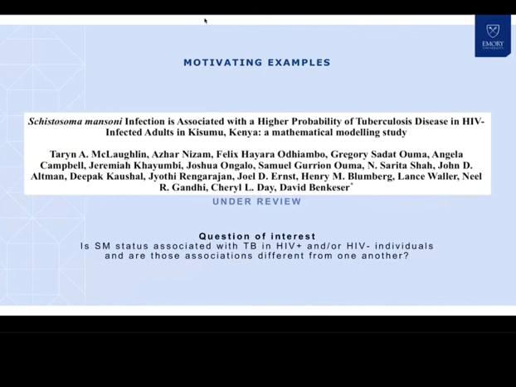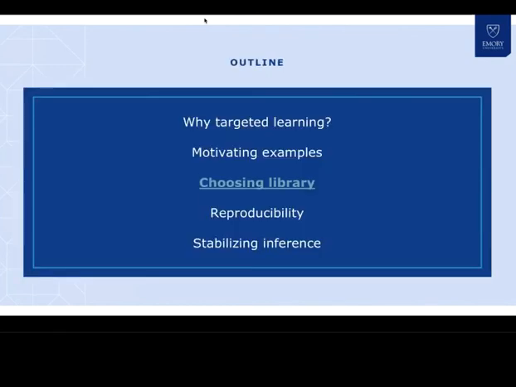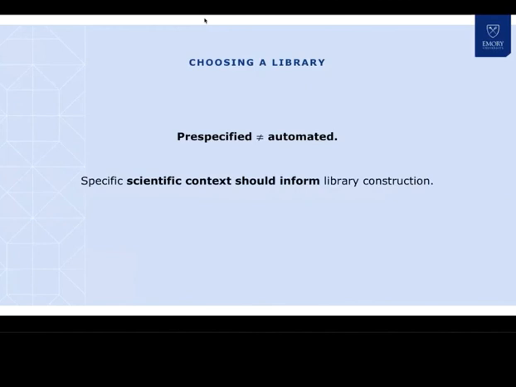Okay, so I think we'll just move on to the next section. Right, so this section is all about choosing a library, right? So how do we decide what goes into a superlearner library when we're implementing a targeted learning type analysis, right? And what are the relevant considerations? And again, I wanted to talk about this in the context of those two studies, because I think it brings up some important considerations.